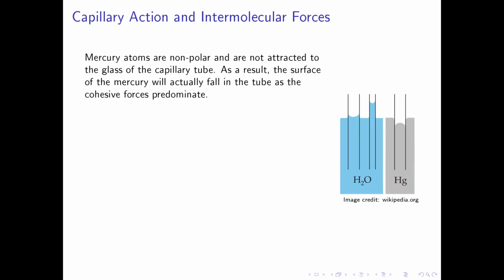Mercury atoms, which are nonpolar, are not attracted to the glass of the capillary tube. As a result, the surface of the mercury will actually fall in the tube as the cohesive forces predominate. This gives rise to what is known as the meniscus of the liquid.